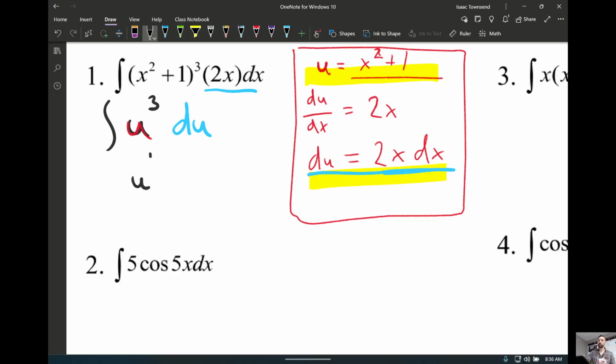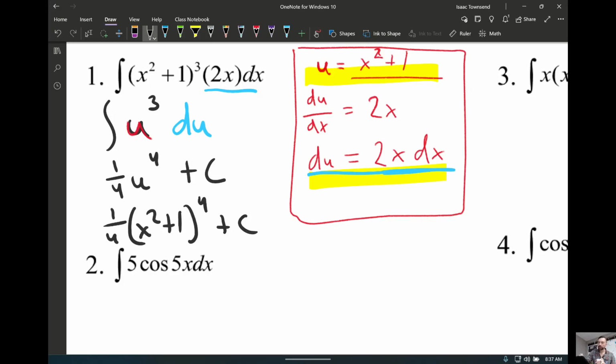But now we can raise the power by 1, divide by the new power. Make sure you put a plus c there unless it's a definite integral. And then there's only one more thing we need to do on this question type, and we're done. Well, maybe 2. U substitution is a process to help you do this, but this question doesn't say anything about u's. You shouldn't have u in your answer. So instead of saying 1/4 u to the 4th plus c, we need to do 1/4 what u is equal to, the 4th plus c.